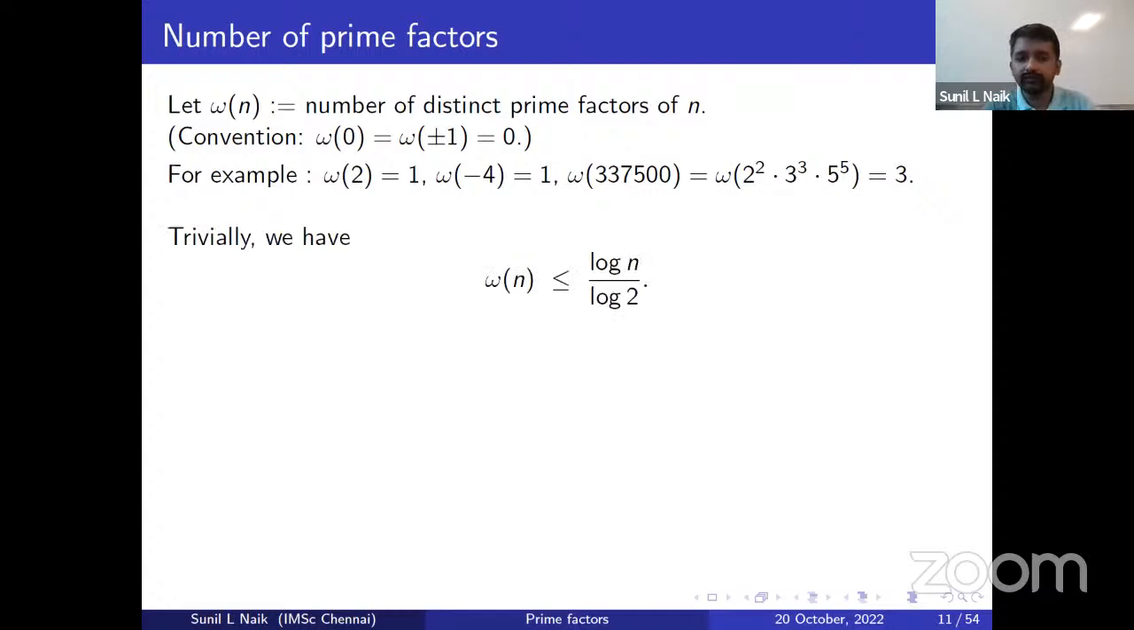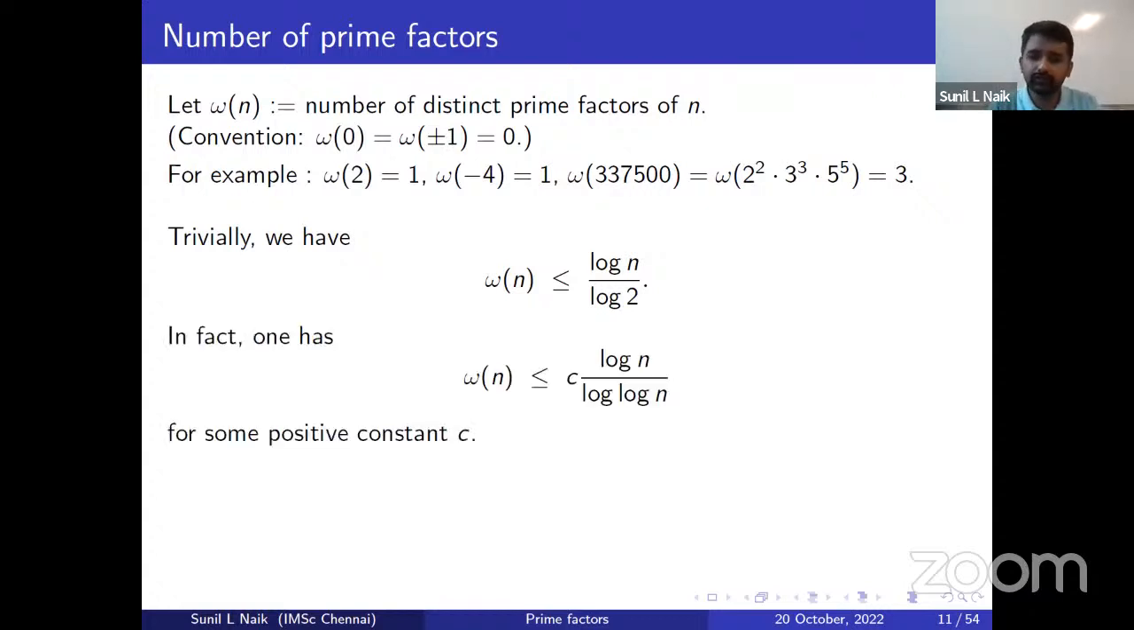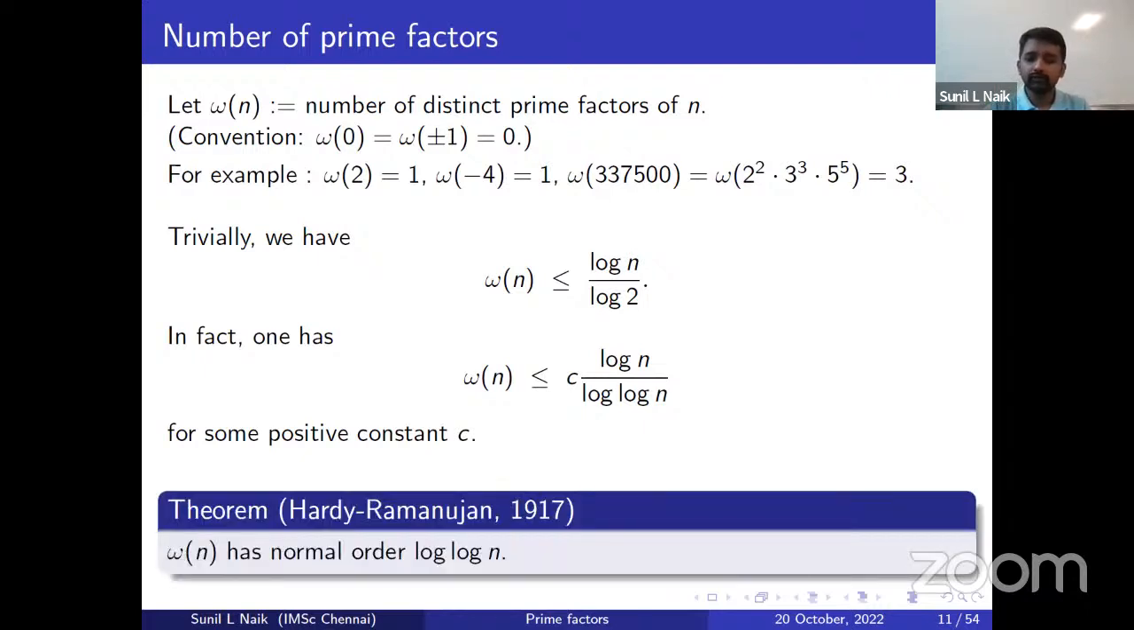If n is a non-zero integer, since each prime is greater than or equal to 2, n is greater than or equal to 2 power omega of n. So by taking the logarithms, we have the trivial bound for the number of prime factors of n: omega of n is less than or equal to log n by log 2. In particular, one can show that the number of prime factors of n is at most a positive constant c times log n divided by log log n. In 1907, Hardy and Ramanujan proved that the number of prime factors of n has normal order log log n.